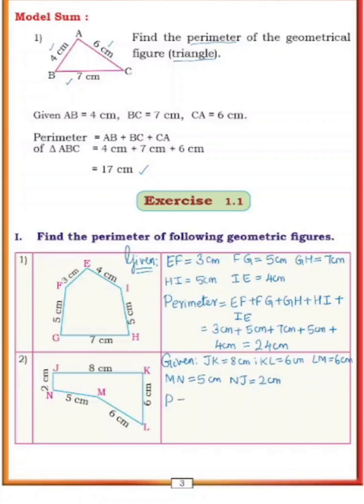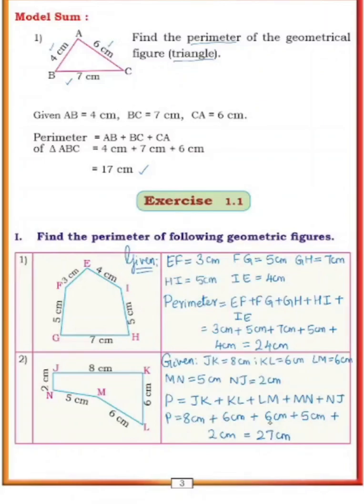Now, we can represent perimeter by the capital letter P. So it is the sides JK plus KL plus LM plus MN plus NJ. Let's add them all. JK is 8 centimeters plus KL is 6 centimeters plus LM is 6 centimeters plus MN 5 centimeters, and lastly we have NJ, which is equal to 2 centimeters. Add them all, we get 8 plus 2 is 10, 6 plus 6 is 12, so 22 plus 5 is 27 centimeters. Therefore, the perimeter is 27 centimeters.